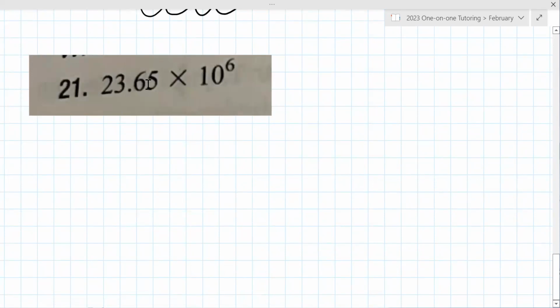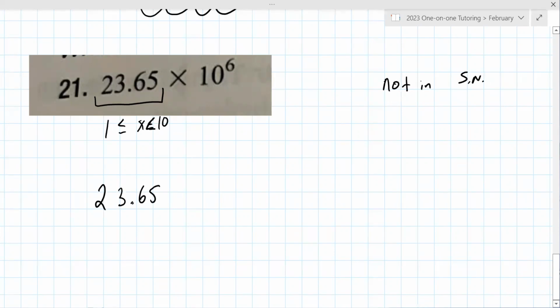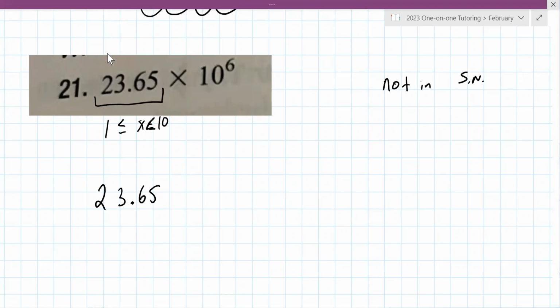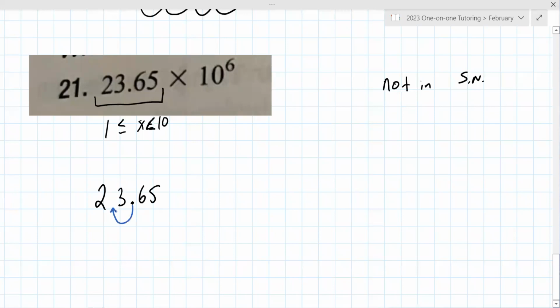So 23.65 times 10 is not in scientific notation. And you might think, well, why not? It's got the number, it's got the 10 to the power. This number here has to be between 1 and 10, and it's not. So which way do you move the decimal to get it to be between 1 and 10? You would move it to the left. To the left. So you get 2.365.